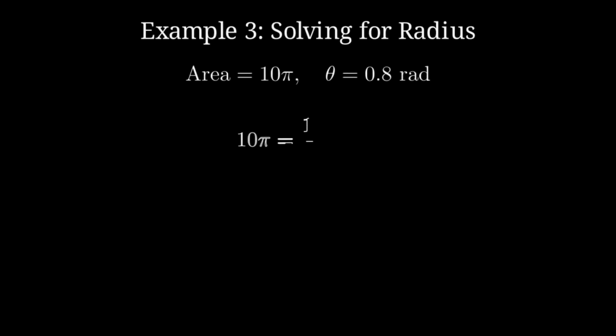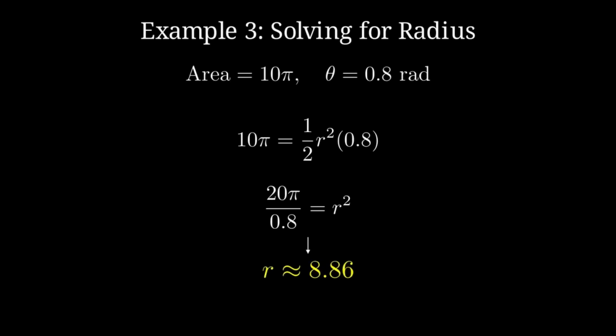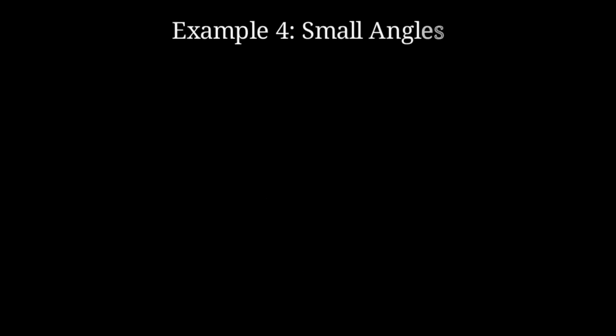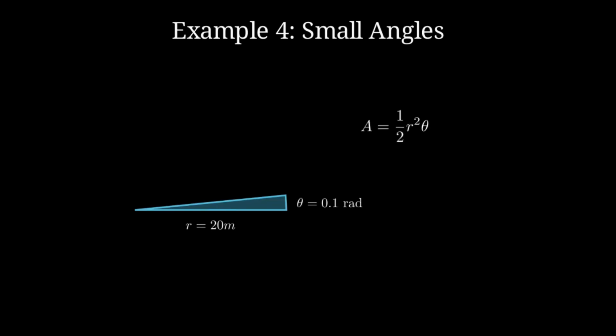We can also work backward. If you know the area and the angle, you can solve for the radius. By rearranging the formula, we isolate r squared, take the square root, and find the distance from the center to the edge. Even with very small radian angles, the formula remains consistent. For a 20-meter radius and a 0.1 radian angle, the area is 20 square meters. Radians make these precise engineering calculations very straightforward.